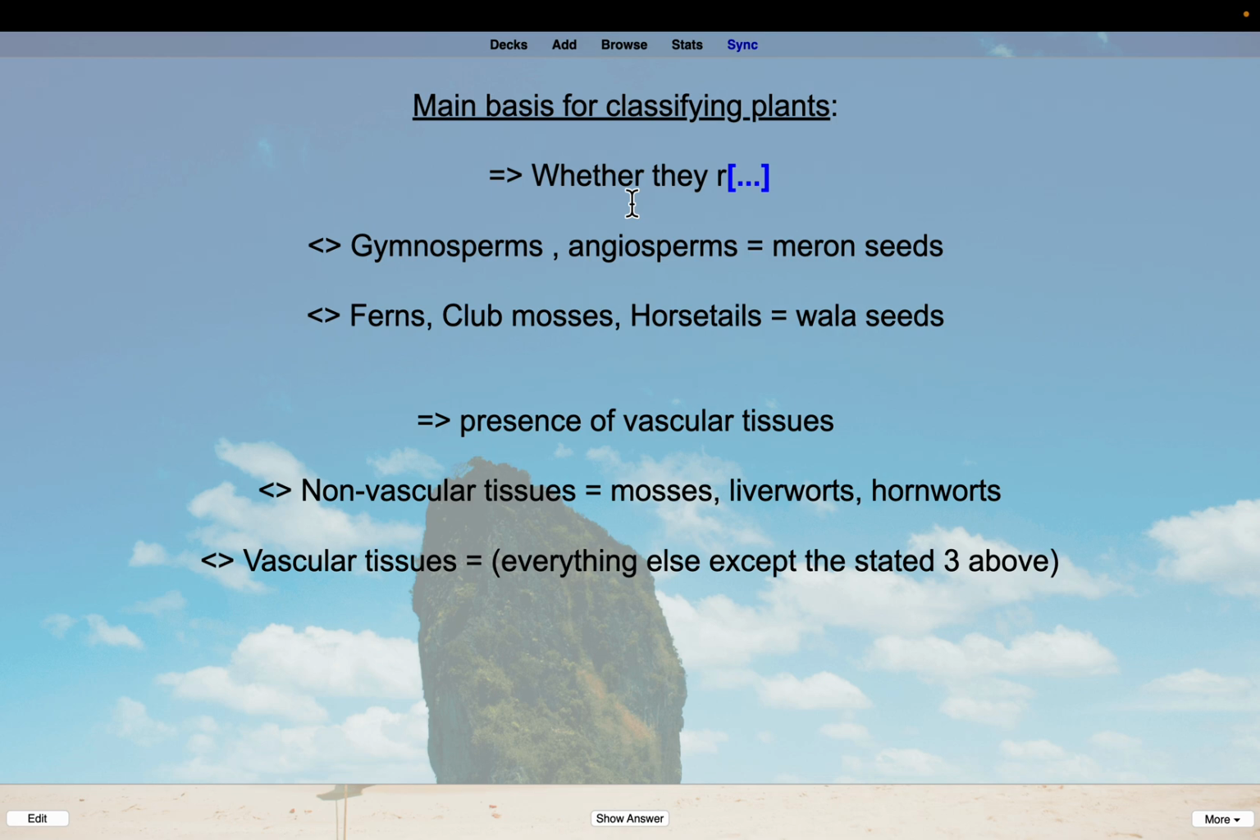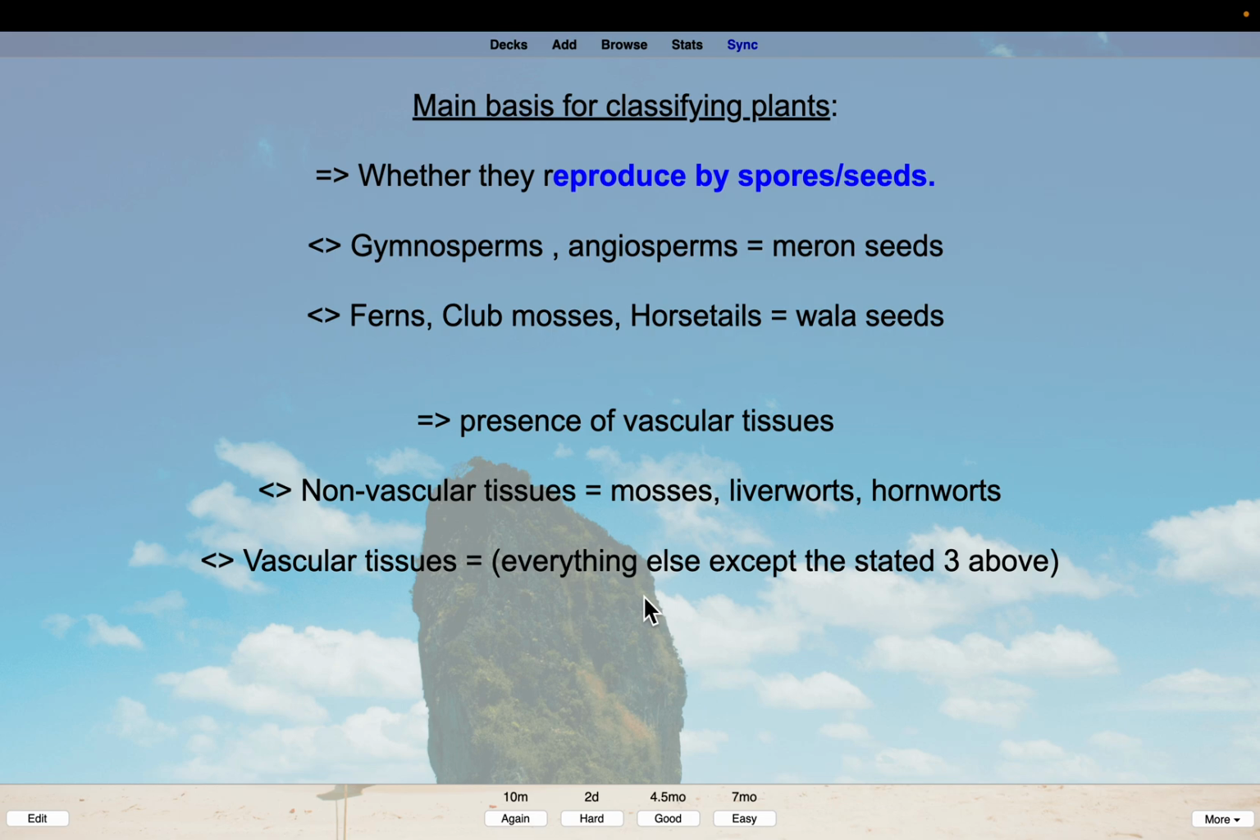So, what's the main basis for classifying plants? One is whether they have spores or they have seeds. Yeah, whether they reproduce by spores or seeds. Gymnosperms and angiosperms have seeds, as said earlier. Ferns, club mosses, and horsetails have none. Also, another basis is the presence of vascular tissues. Okay, I've already mentioned this earlier. Let's move on.